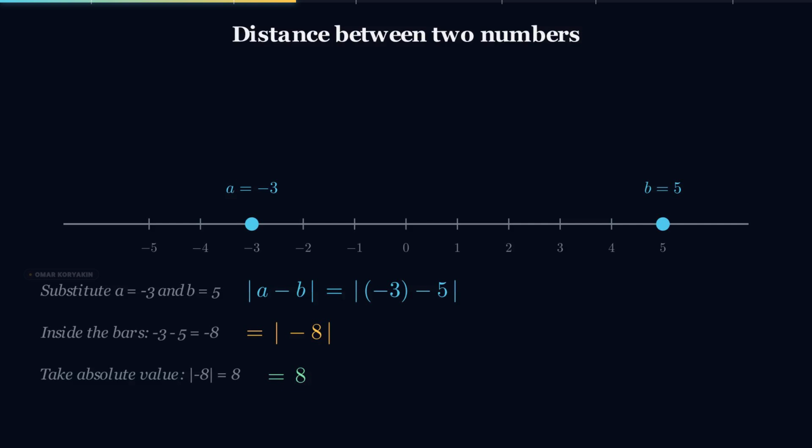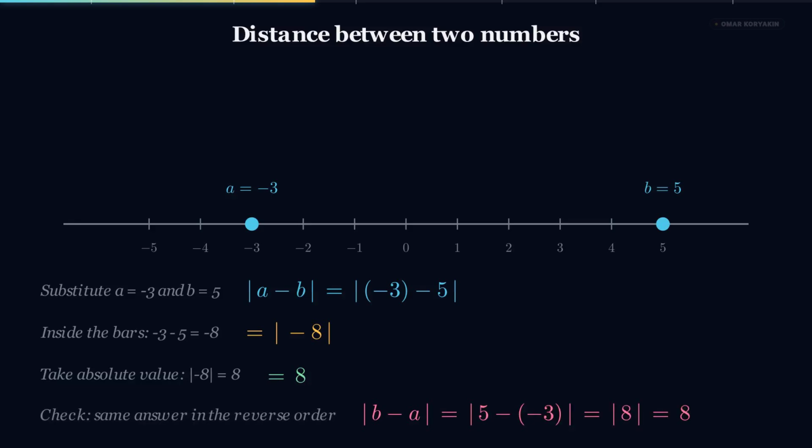Step 3. Take the absolute value. The absolute value of -8 equals 8, because 8 is the distance from 0 to -8 on the number line. The bars come off and the negative sign disappears, leaving us with 8. So the distance between -3 and 5 on the number line equals 8 units.